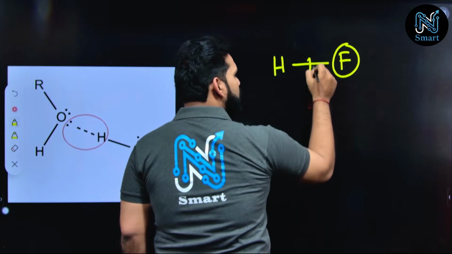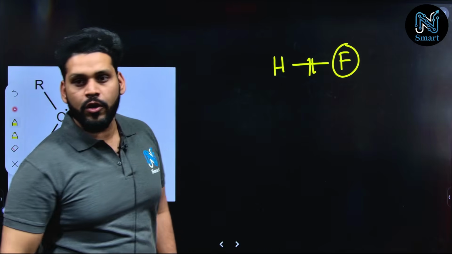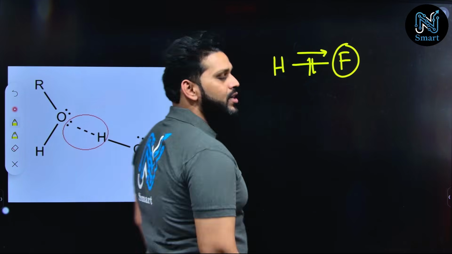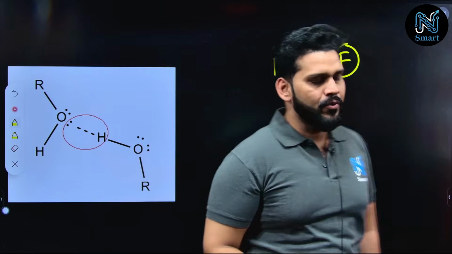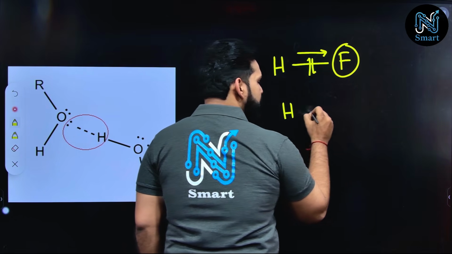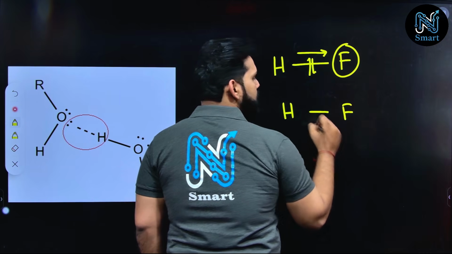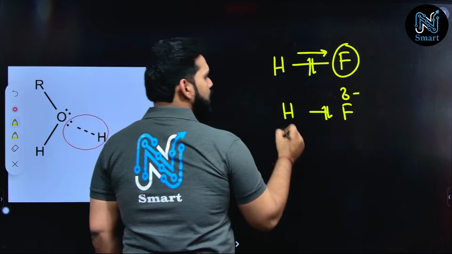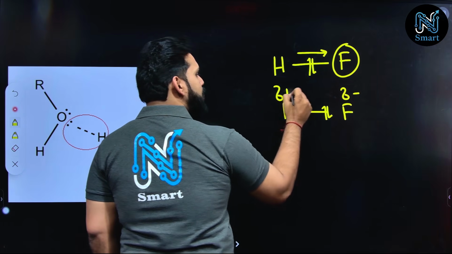Let's say these are the 2 electrons I have drawn. What will this FON do? It will drag the 2 electrons towards itself, right? Because it is more electronegative. As a result, what will happen? This fluorine will have a delta negative charge and the hydrogen will have a delta positive charge.